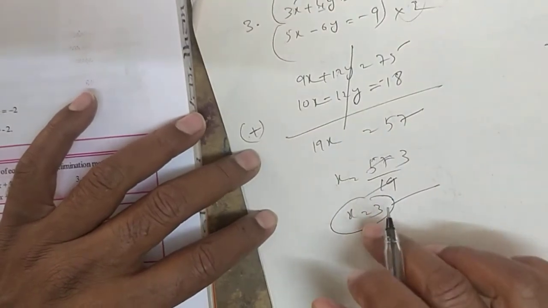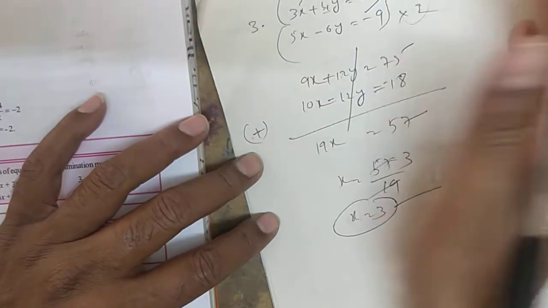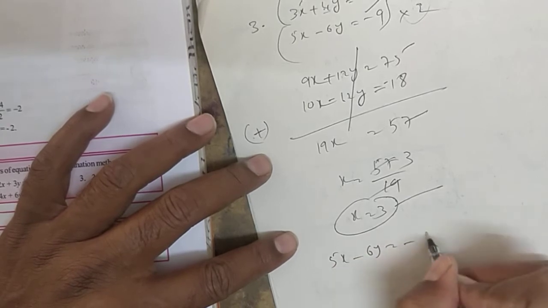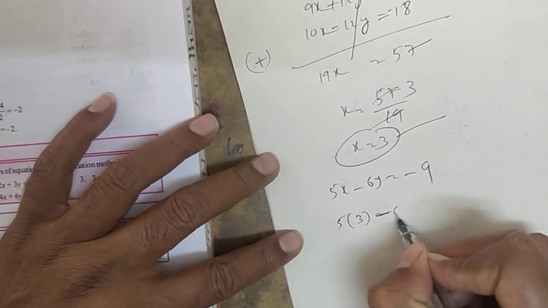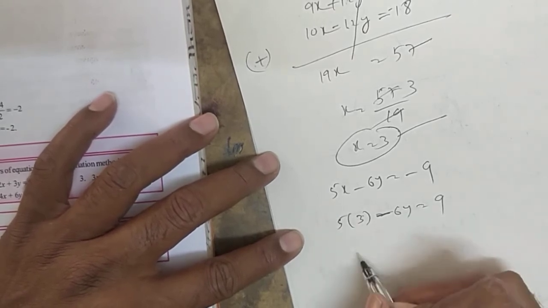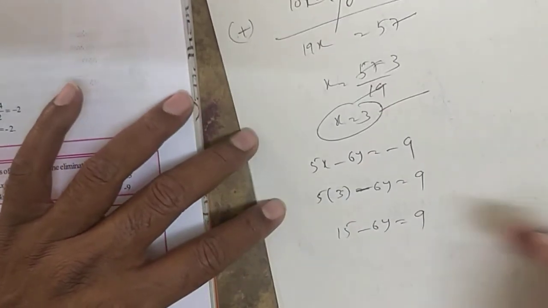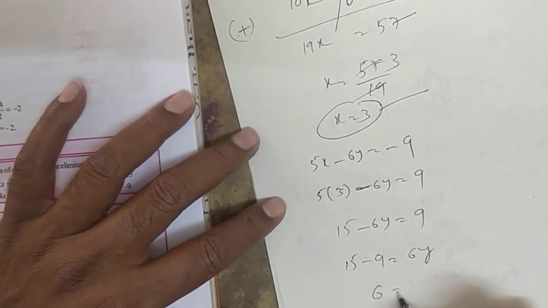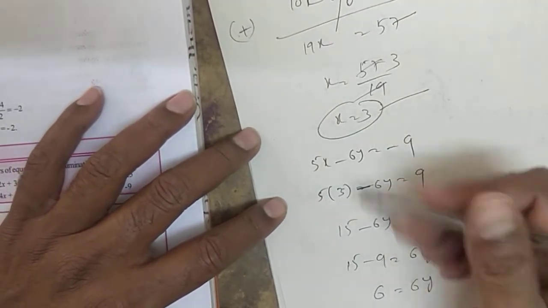So if I got x is equal to 3, the x value I can substitute in the first equation or the second equation, any equation. Only one time I have to substitute. So I am taking 5x minus 6y is equal to minus 9. In that, in place of x I am substituting 3. Then 5 3s is how much here? 15 minus 6y is equal to minus 9. Minus 6y I am sending to this side. So 15 minus 9 is equal to 6y. 15 minus 9 is 6. 6 is equal to 6y. y is equal to 6 by 6. So y is equal to 1. So x is equal to 3, y is equal to 1, I got it.